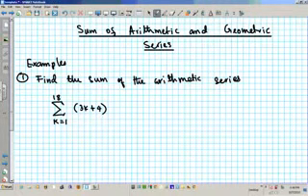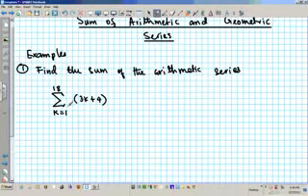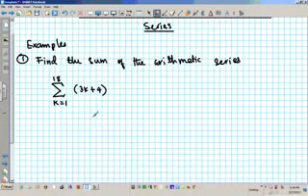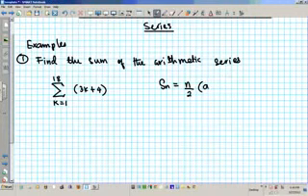This is an arithmetic series written in summation notation, so we just have to decipher the components to input into our formula. So let's write down the formula first. The formula for the sum of an arithmetic series is given by Sn equals n over 2 times a1 plus an. So we need n, a1, and an in order to find what the sum is. Hopefully we have enough information.